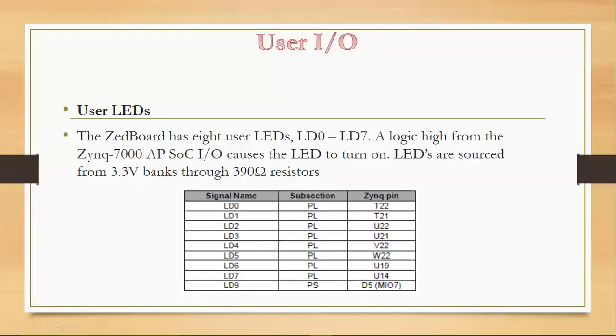Next, the board has eight user LEDs, LD0 to LD7. A logic high from the Xilinx 7000 series causes the LED to turn on. The LEDs are sourced from the 3.3 volts bank. So we have a 3.3 volts bank, a 1.8 volts bank, and a 2.5 volts bank on the FPGA. Here we can see the signal names of the LEDs are LD0 to LD7, and the pin names on the FPGA are T22, T21, up to U14.